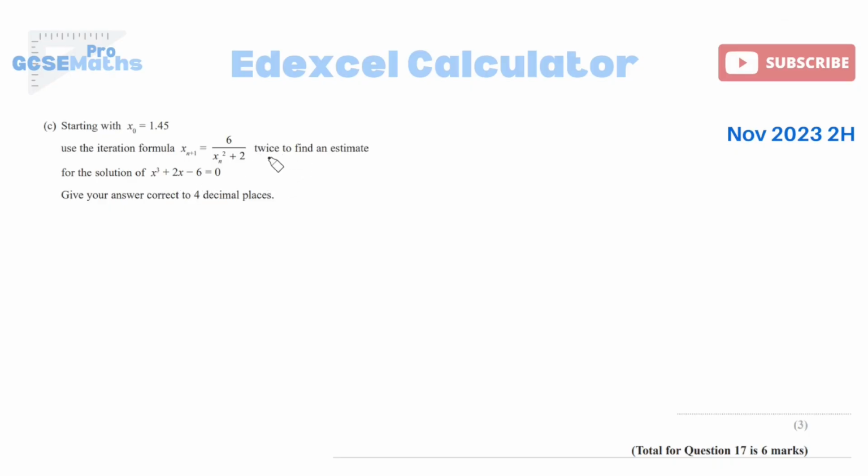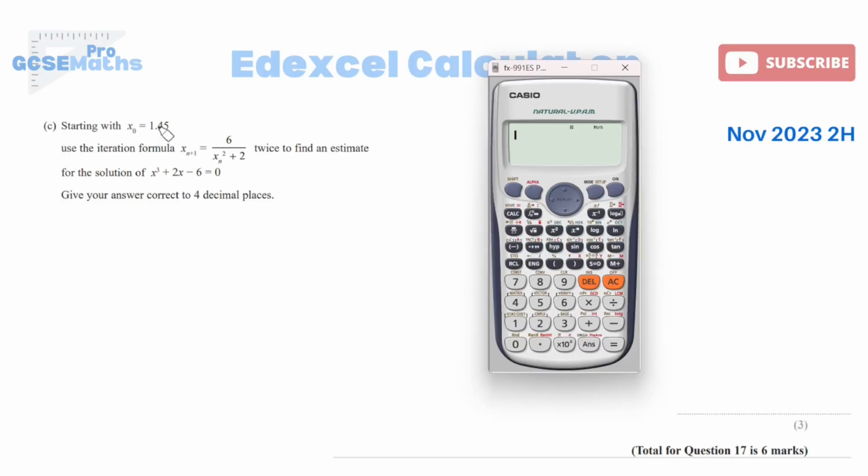So this time they've said twice. I feel like normally it's 3 times, but it'll be either twice or 3 times, so just double check. Give your answer correct to 4 decimal places. So this is how we're going to type it into our calculator. Starting with x0, whatever the starting value is, you just type it in, press equals. As you can see, now it's in my answer. Get rid of that, it's still in my answer memory.